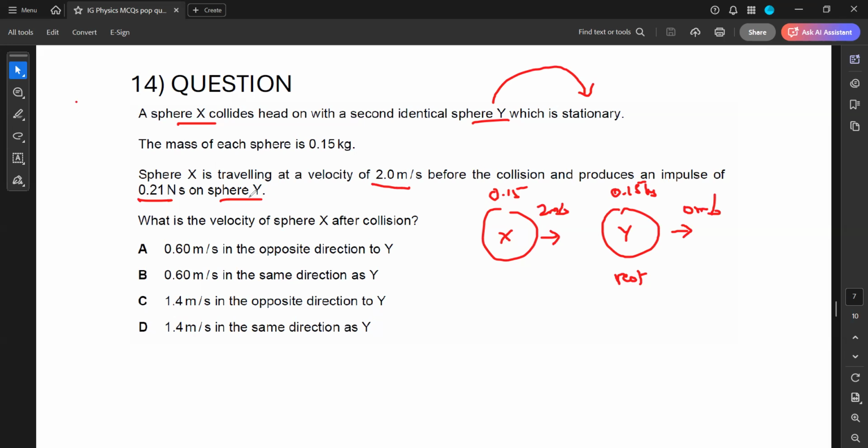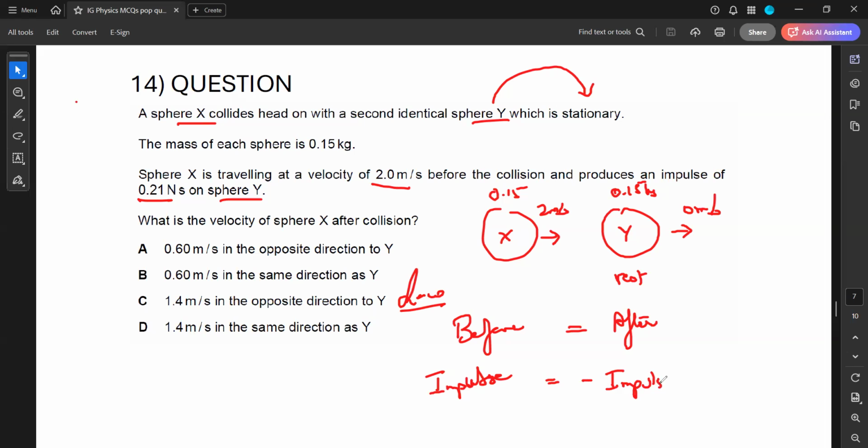Now, how to solve such a question? Whenever two objects are colliding with each other, the total momentum before is equal to the total momentum after, or the impulse of object A is equal to the negative of the impulse of object B. According to the law of conservation of momentum, the momentum before must be equal to the momentum after when objects collide in the absence of any resistive force. This will be the condition.